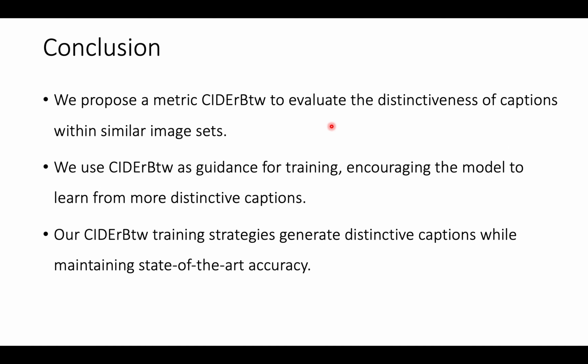In conclusion, we propose a metric called CIDEr between to evaluate the distinctiveness of captions with similar image sets. CIDEr between can be used as a guidance for training to encourage the model to learn more from distinctive captions. Our training method generates distinctive captions and maintain the state-of-the-art accuracy.